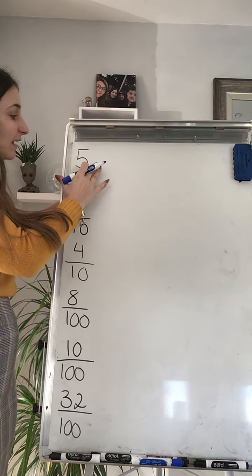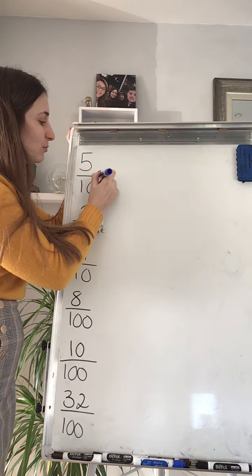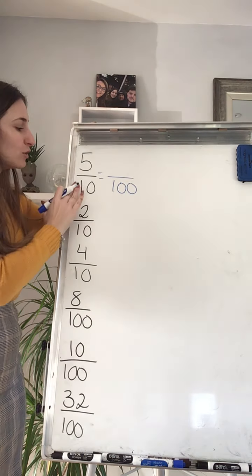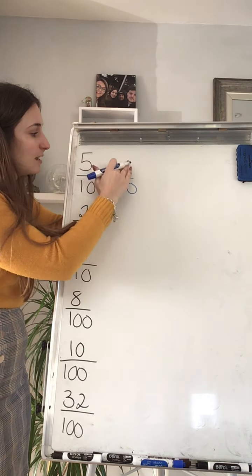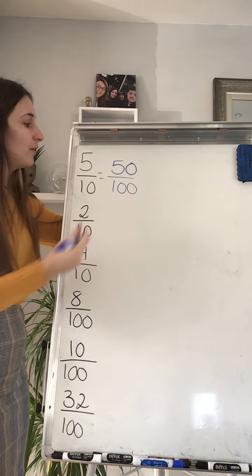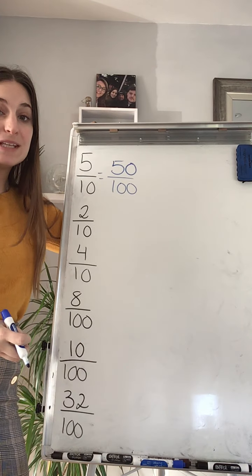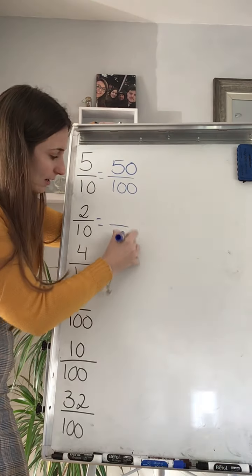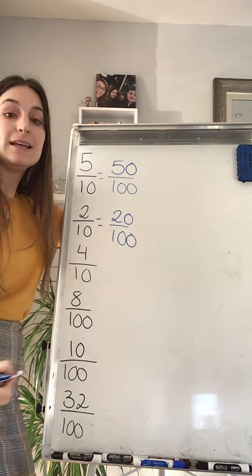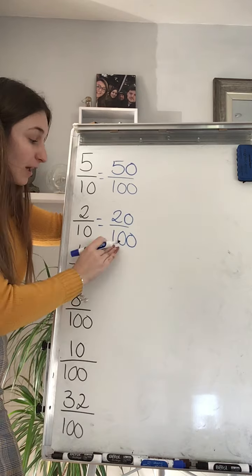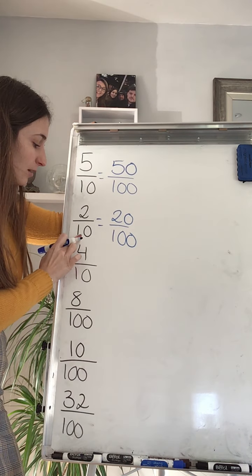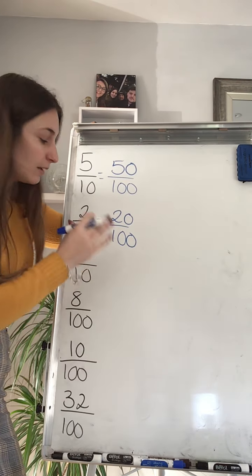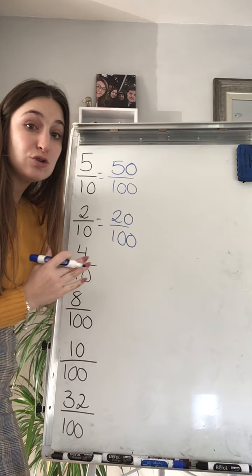We did see that if I have 5 tenths and I'm trying to change it into hundredths, that's going to be the same as timesing it by 10 and timesing it by 10. 5 tenths is equivalent to 50 hundredths. 2 tenths will be equivalent to 20 hundredths. Okay? So if I'm making each number 10 times bigger, look, 10 times 10 is 100, 10 times 2 is 20. So it is equivalent. I'm doing the same to the denominator and to the numerator.